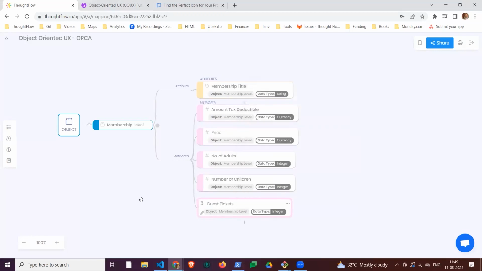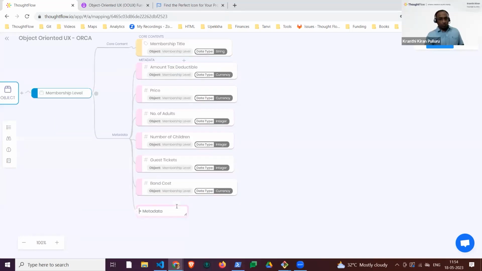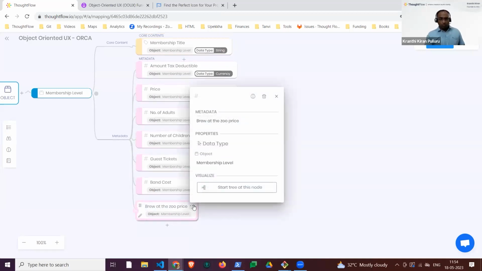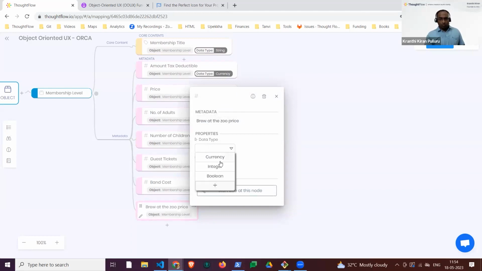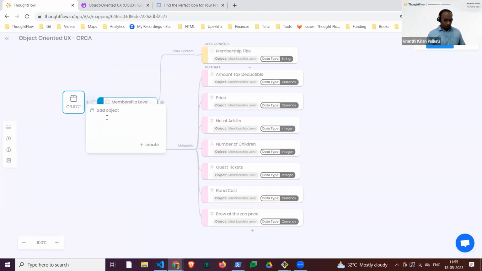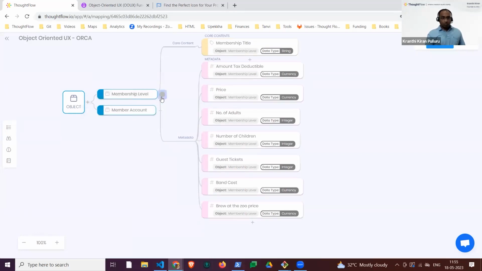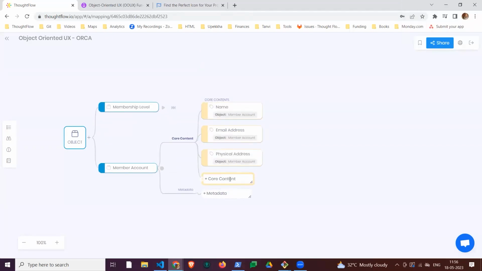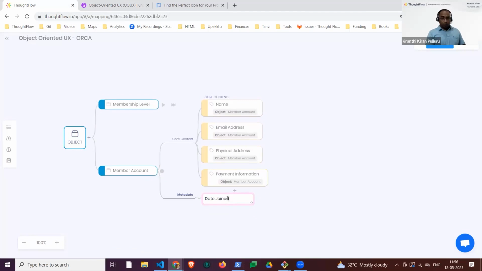It would be great in this room if one of our subject matter experts is a customer service person. We have people calling in all the time asking what their discount is for the Brew at the Zoo, the annual Brew at the Zoo event. Okay, so member account. Maybe that's another really important thing that links in and relates to the member level. A member account needs a name, email address, physical address. We need their payment information. We want to capture the date that they joined as well.